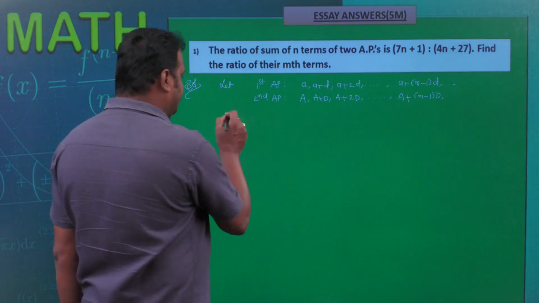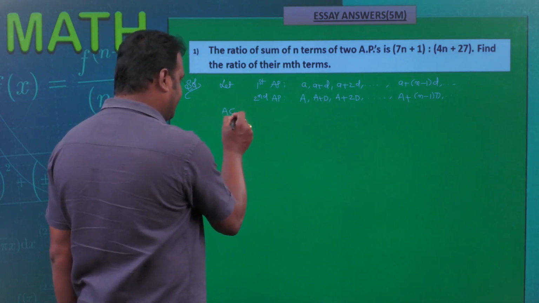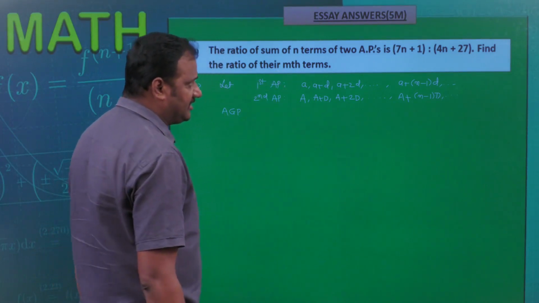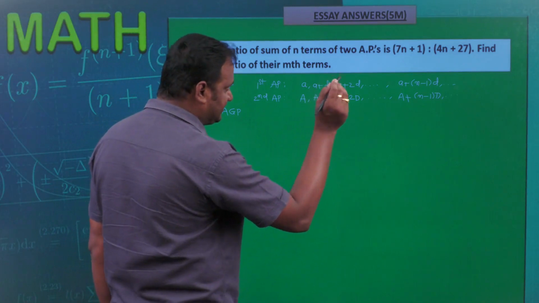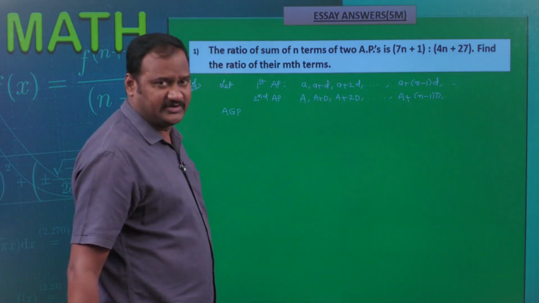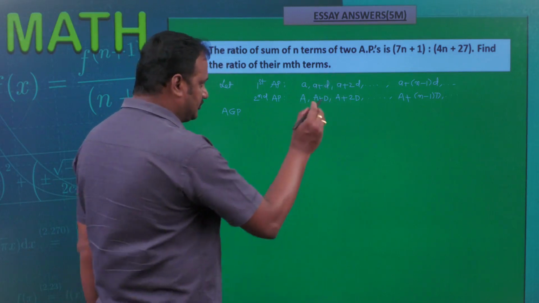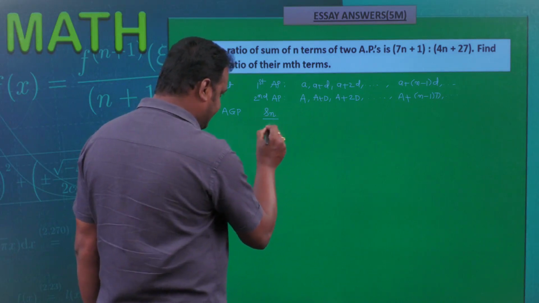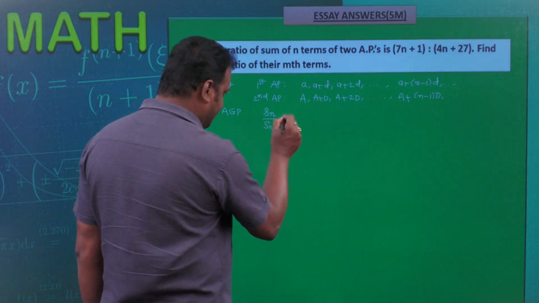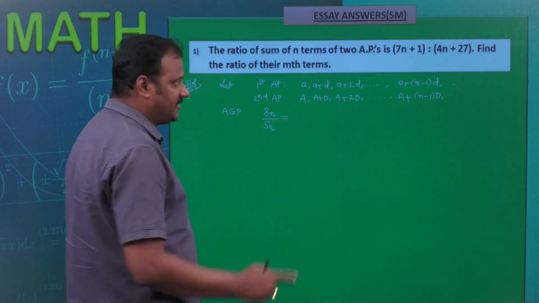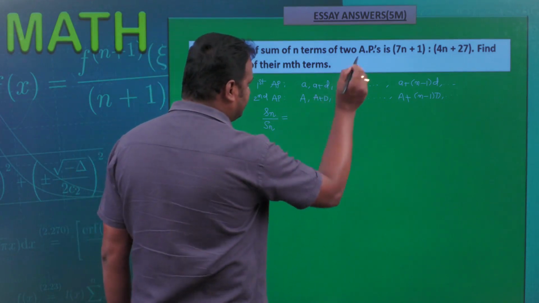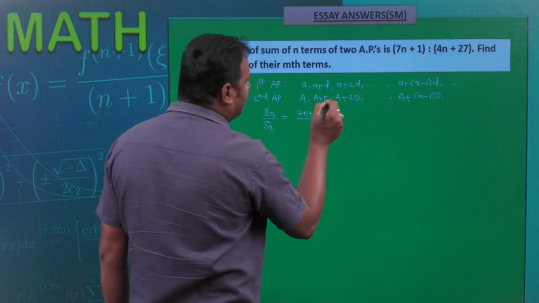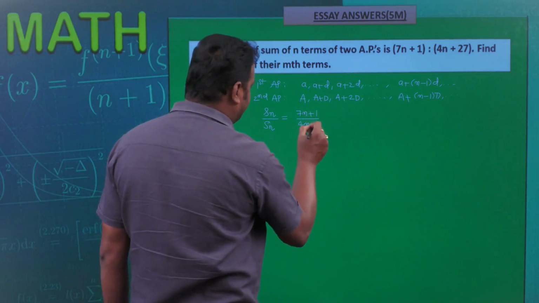So according to the given problem, the ratio between the sum of n terms of the two arithmetic progressions is given as 7n plus 1 is to 4n plus 27. So for the first arithmetic progression let it be small sn, and for the second arithmetic progression let it be capital Sn, which is equal to 7n plus 1 divided by 4n plus 27.